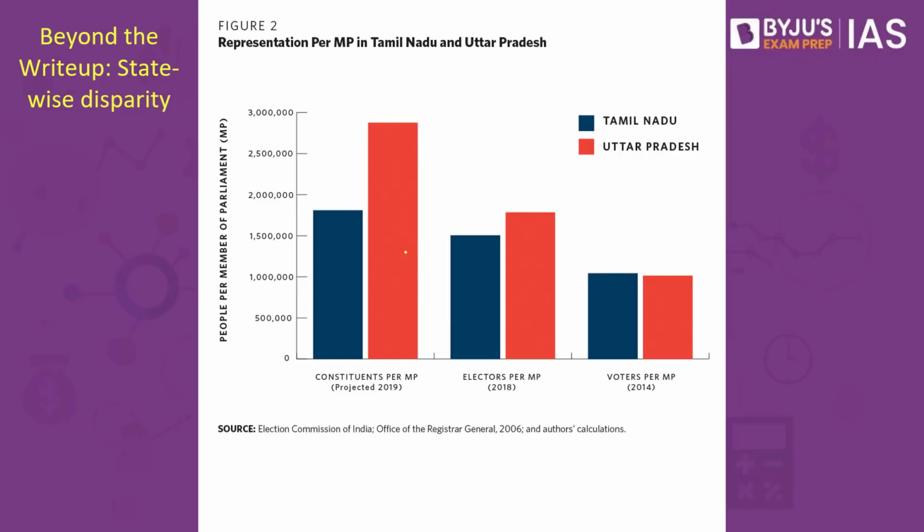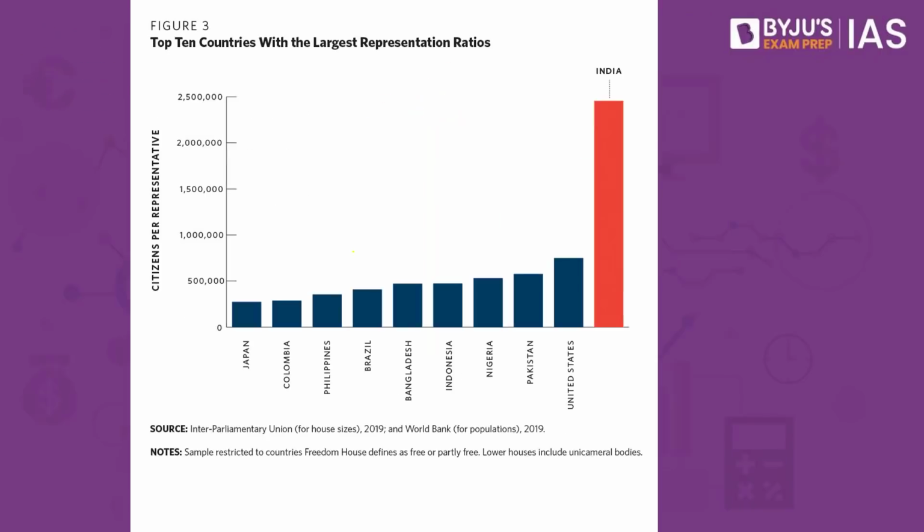Per constituency, that is the average number of people that a member of parliament represents. In UP, it is close to 30 lakh. So, if a member of parliament is representing UP in Lok Sabha, that member is representing close to 30 lakh people. Similarly, if there is a member of parliament in Lok Sabha from Tamil Nadu, he would be representing only 18 lakh people. So see the disparity that we have between these two states. I'll give you one more graph.